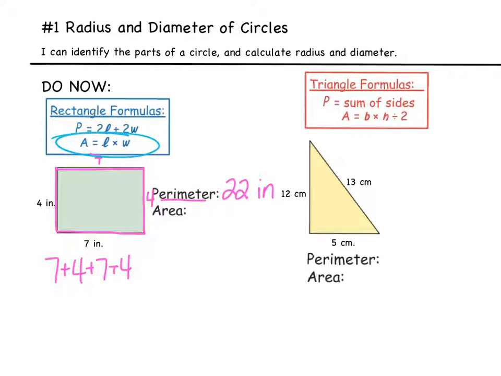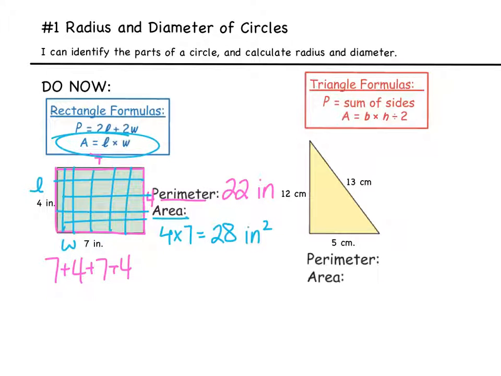Now for area, they give us a formula, and it's length times width. If I call this our length and the 7 our width, we're going to do 4 times 7, which gives me 28. Now when you label areas, it's square inches, so we have inches squared because we could divide this up into squares, and we would actually have 28 of them if we did it correctly. And so we have our perimeter and area for the rectangle.